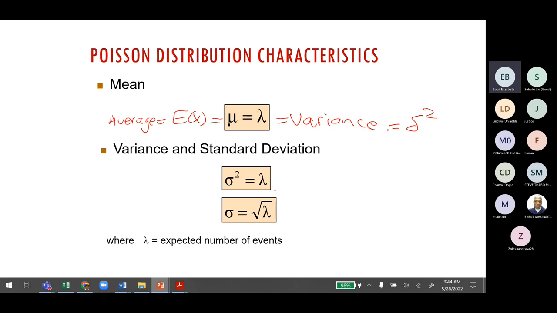However, we know that the standard deviation is the square root of your variance. So that you need to know. So it means your standard deviation is the square root of your expected mean, is the square root of your variance, in terms of Poisson. Because standard deviation is the square root of your variance. And we know for Poisson, the variance is the same as your mean or your expected event.